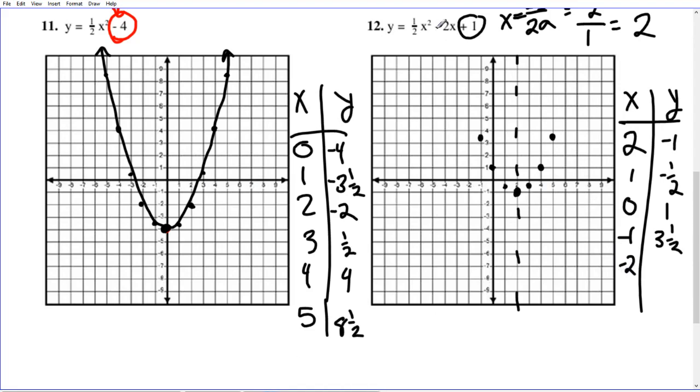Plugging in negative 2 for x. So that gives me negative 2 squared is a positive 4. Positive 4 times a half is 2. Negative 2 times the other negative 2 is a positive 4, plus 1 gives me 6 plus 1 is 7. Negative 2, 7, and 6, 7. And now we draw our parabola.